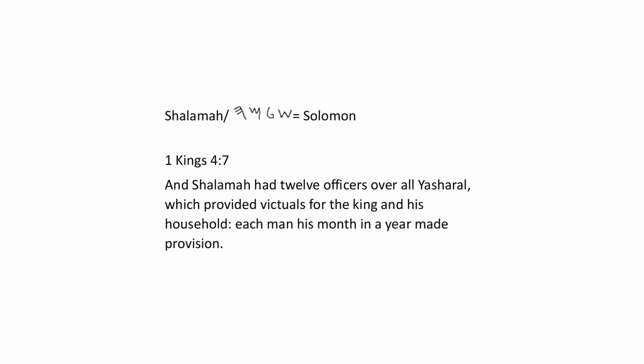King Solomon, Shalomah, had appointed somebody each month to make provisions for his household, one man each month. All right. So right here we have 12. We do not see 13 here. It's one man for each, each man his month in a year made provision. So that right there is self-explanatory. That tells you right there we don't need to add a 13th month.